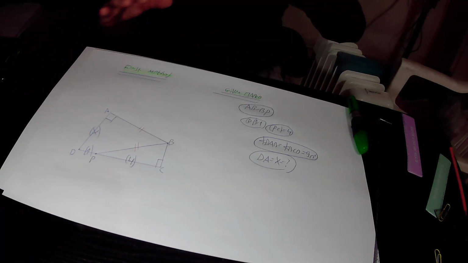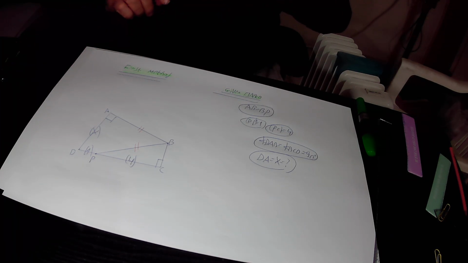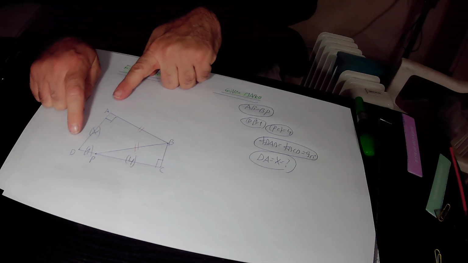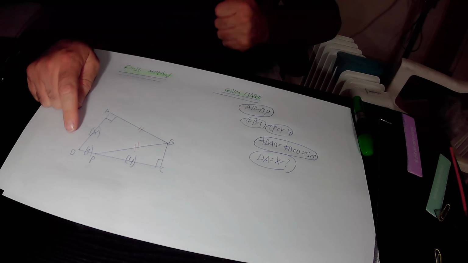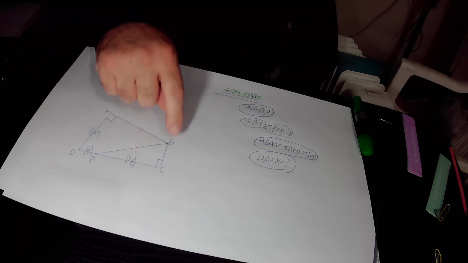In this second question, our task is to find the length of side AD, which is x. So we have to find the value of line segment x, which equals AD. In the drawing, we have quadrilateral ABCD.